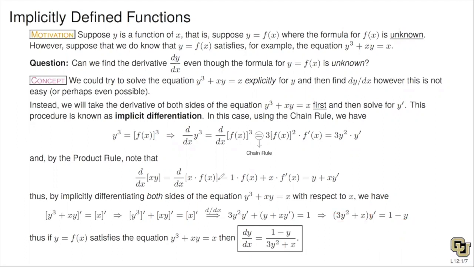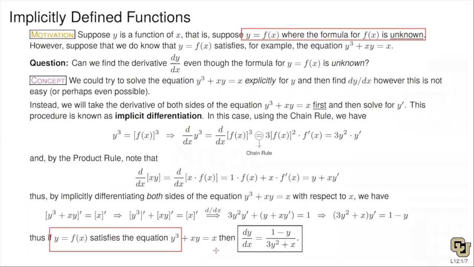So this is implicit differentiation. And the things to notice is, one, we know y is a function of x, but we don't know f of x. Two, we know y satisfies some given equation. And three, we want to find dy dx. So in this scenario, this is exactly when we use implicit differentiation.